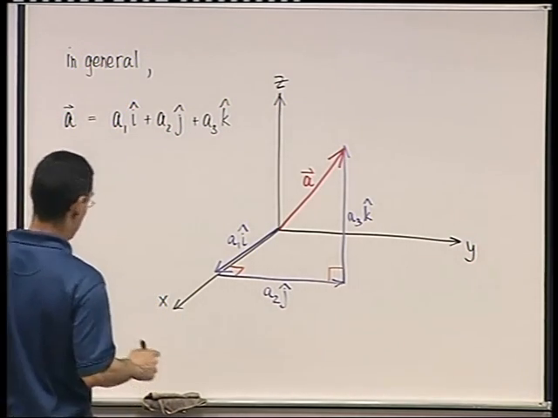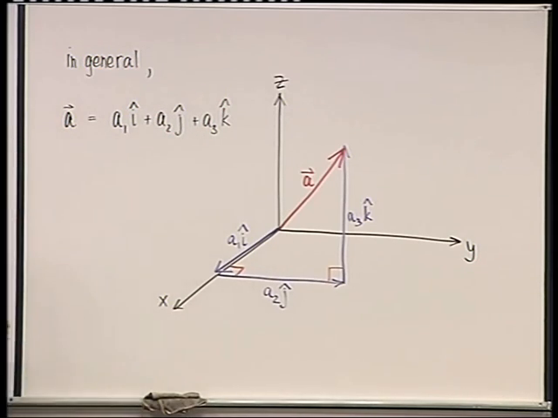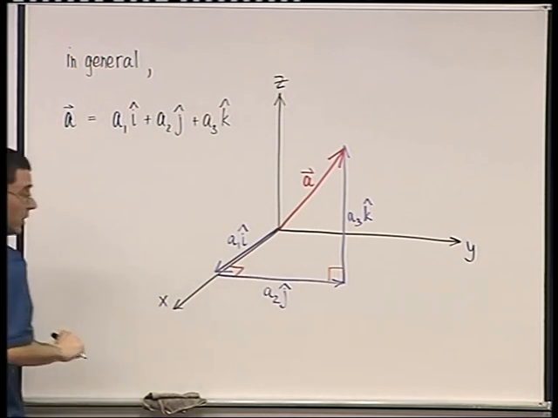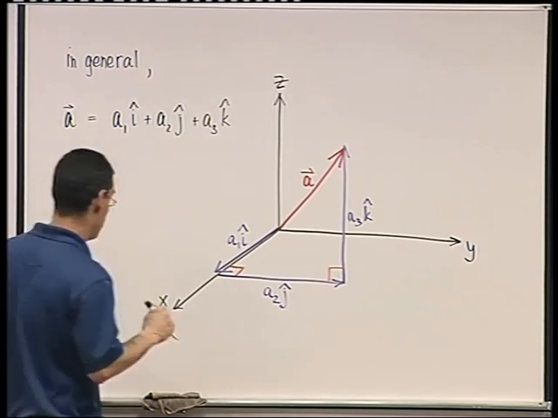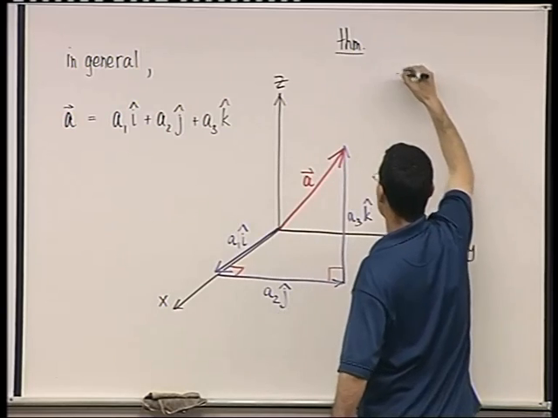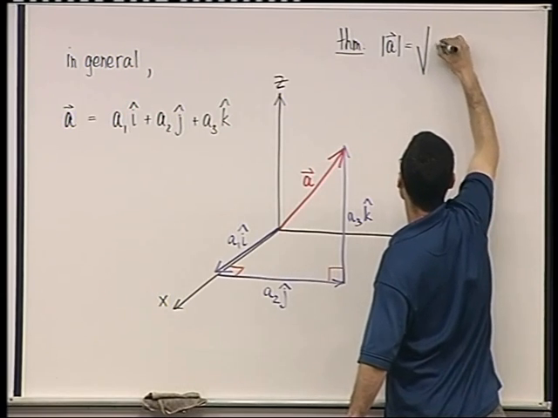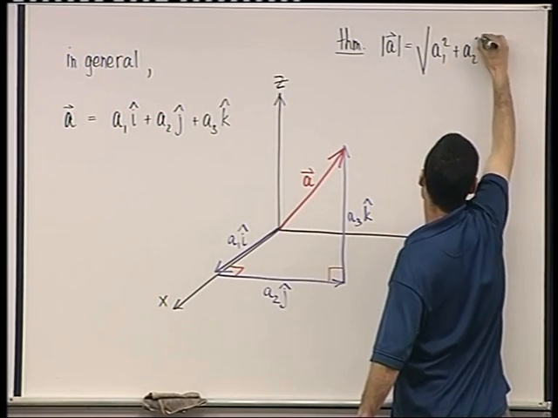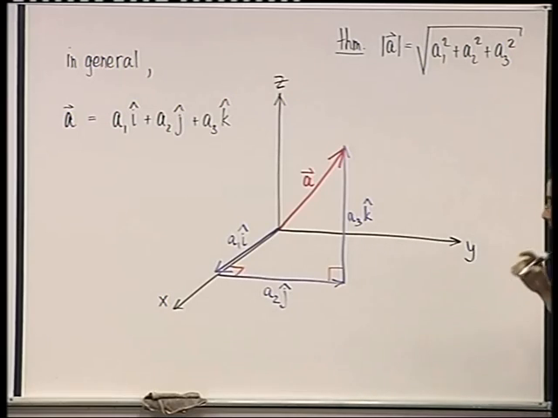What is the length of A? Can I express the length of A in terms of these components? Okay? In terms of A1, A2, and A3. These are numbers, right? These are the multiples, the scalar multiples of the unit vectors in the direction of the axes. So can I express it? The answer is yes. So the theorem, let's call it a theorem, the length of A equals the square root of the sum of the squares of the components. That's the theorem.